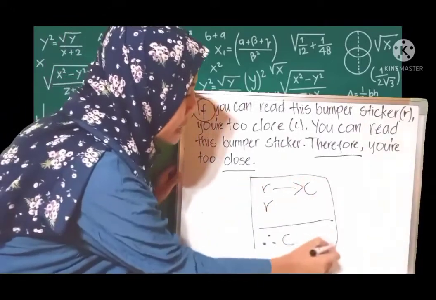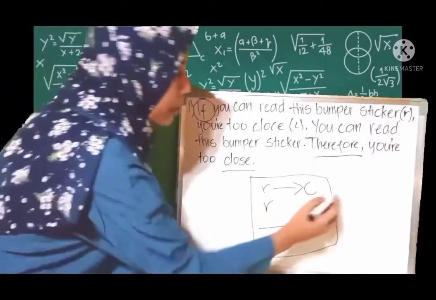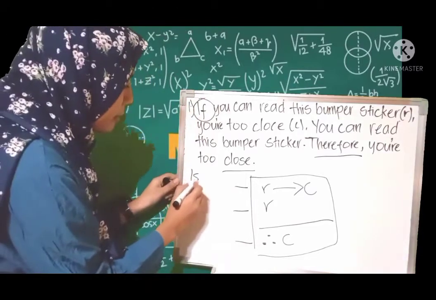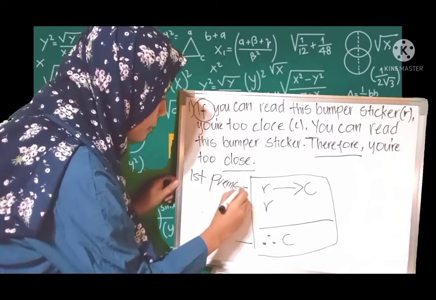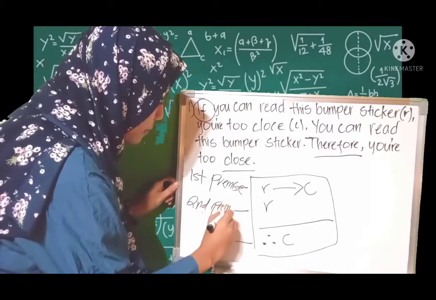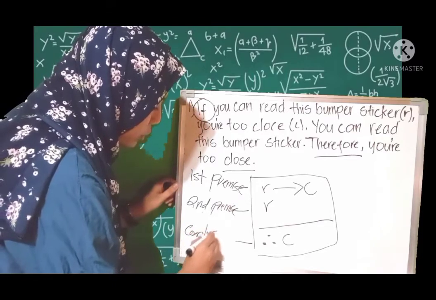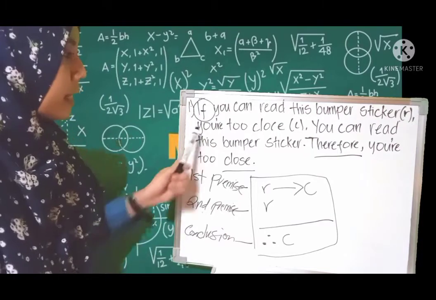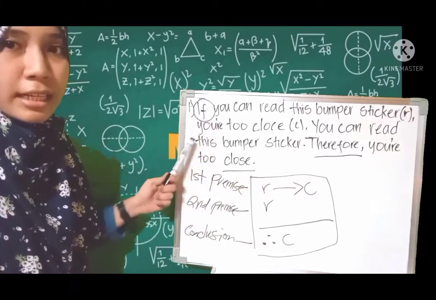Ganyan yung pagkuha ng symbols sa symbolic arguments. So, sa first is first premise, second premise, and the conclusion. So, ganyan yung pagkuha ng symbols sa sentence na ginamit natin.